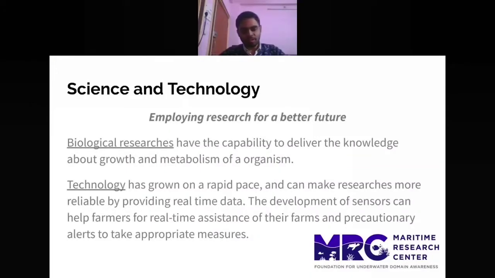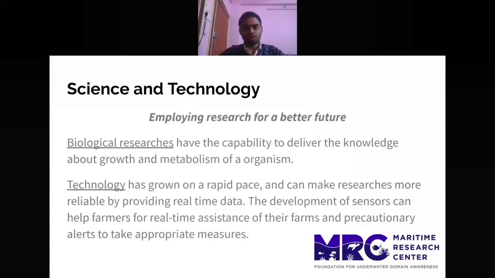So if we talk about the scientific research or the biological research, so biological research on a certain organism have the capability to deliver the knowledge about the growth rate, the growth pattern, the reaction of the organism to the environment, the survival rate of the organism. All these can be studied from the biological researches. On the other hand, the technology, the development of the sensors in the current era, the rapid pace of development of the sensors, they can help us by providing the real-time data. This real-time data can help farmers for the real-time assistance of their farms, and they can even take the precautionary alerts to take any appropriate measures for their farms.